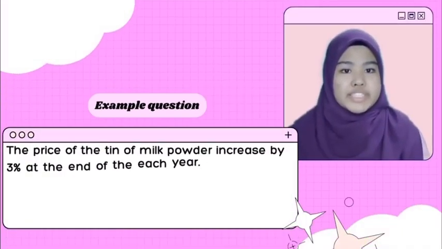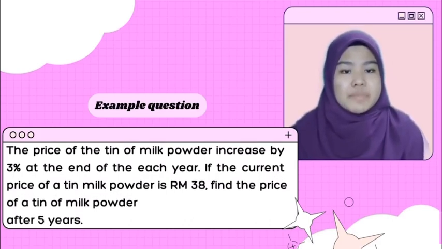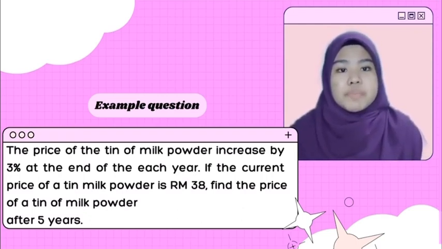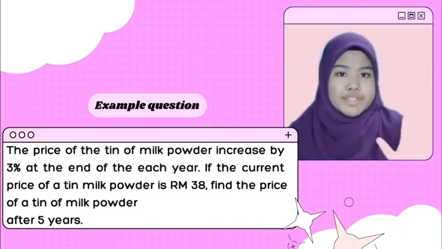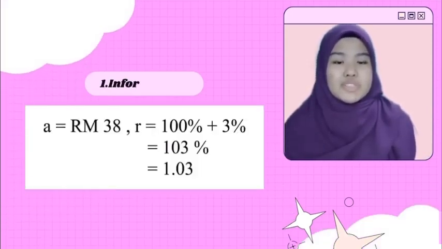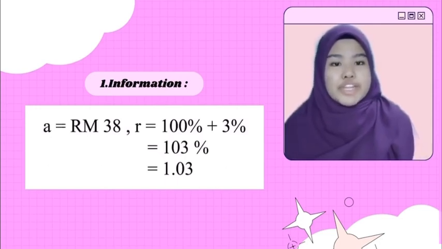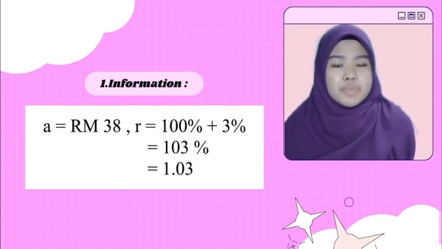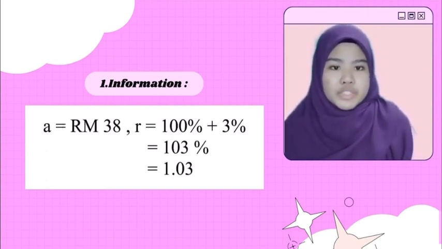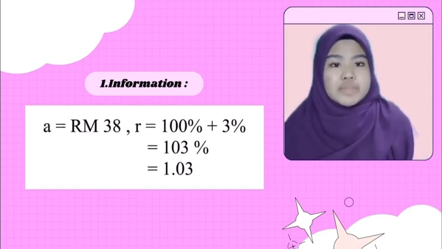Next, the question for geometric sequences: the price of a tin of milk powder increases by 3% at the end of each year. If the current price of a tin of milk powder is 38 ringgit, find the price of a tin of milk powder after 5 years. The solution is, firstly, you need to write down all the information given. 38 is the first term, a, and our common ratio, r, is 103%, as the milk powder increased by 3%.